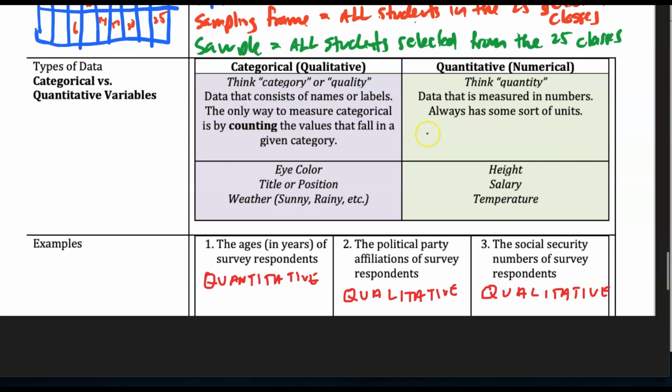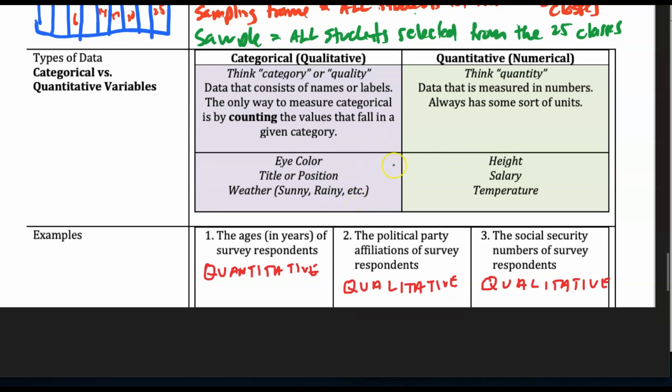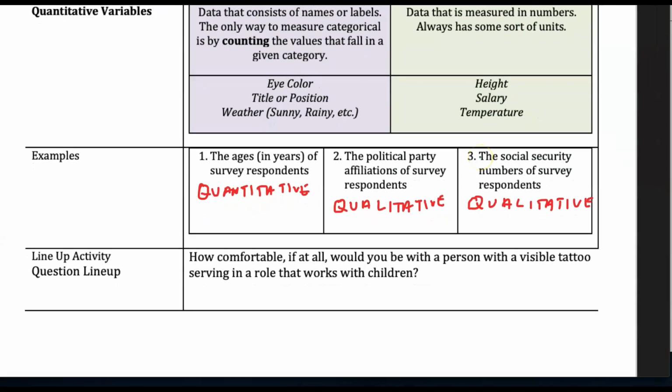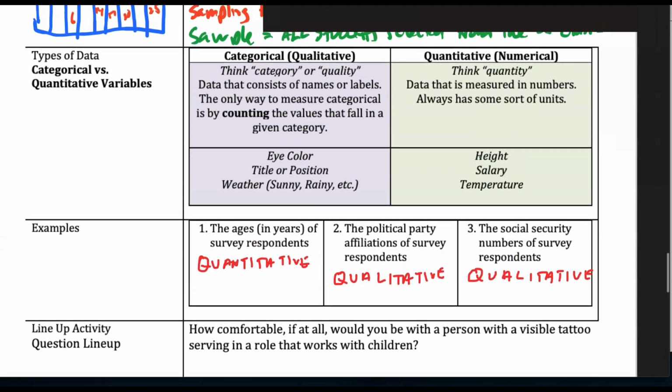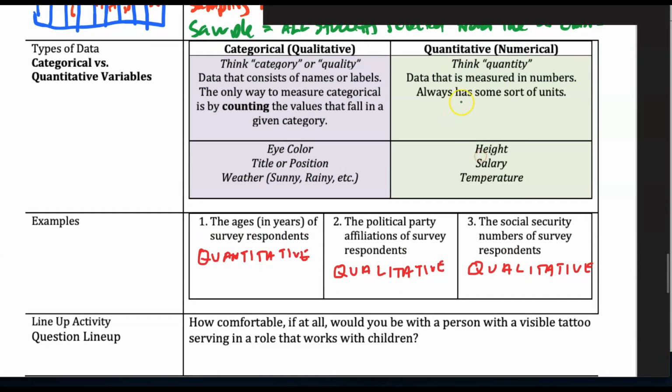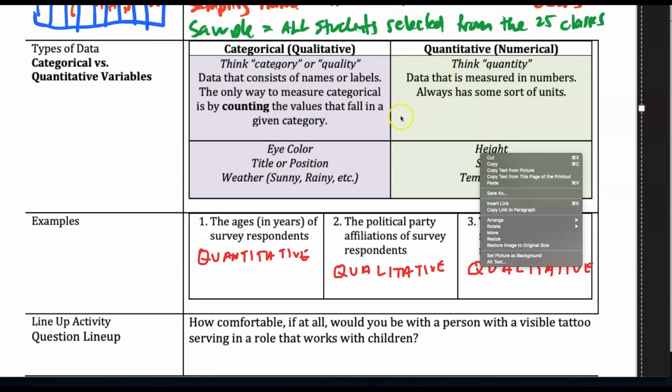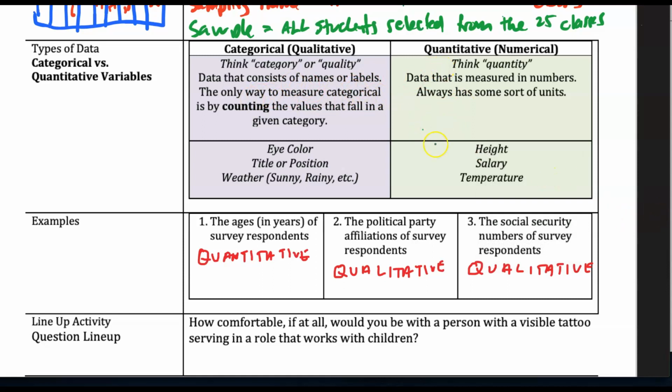Keep in mind as we collect data, the type of data, categorical or quantitative, which is also called qualitative or numerical, determines the type of analysis we're going to do and the types of tools we can use to describe data. I want to make sure you're aware of that. That's why it's very important to be able to distinguish between these two.